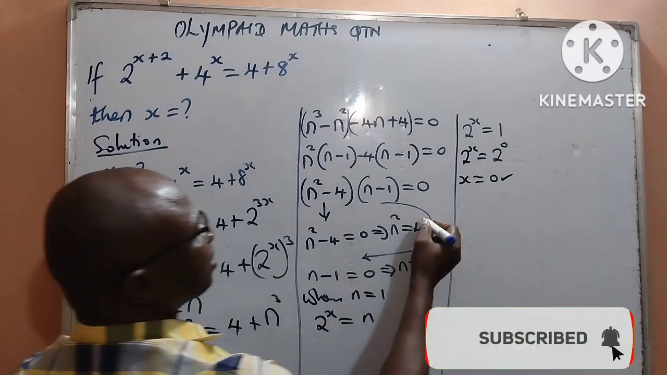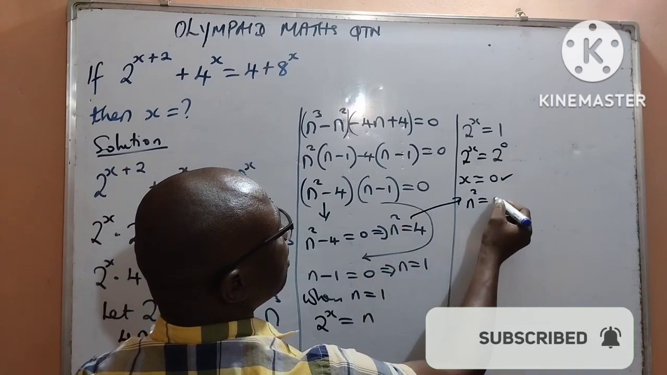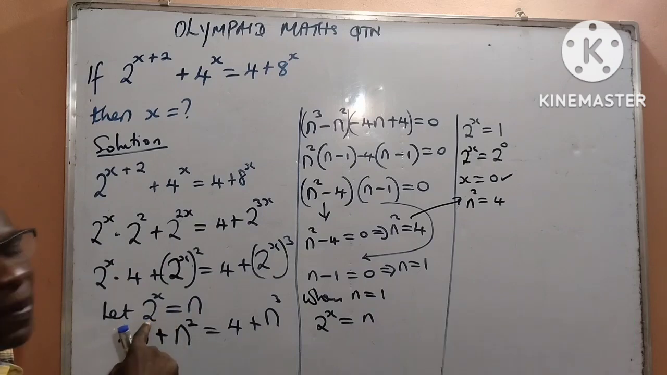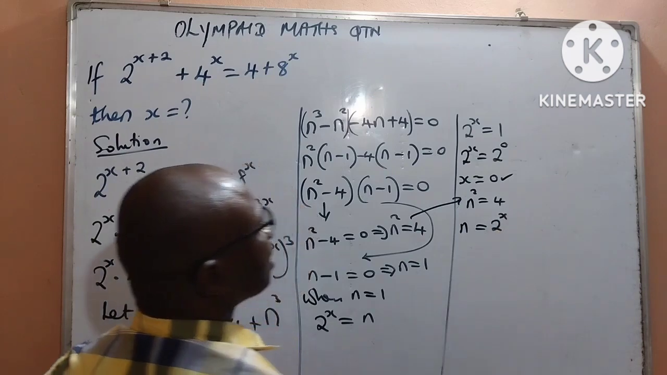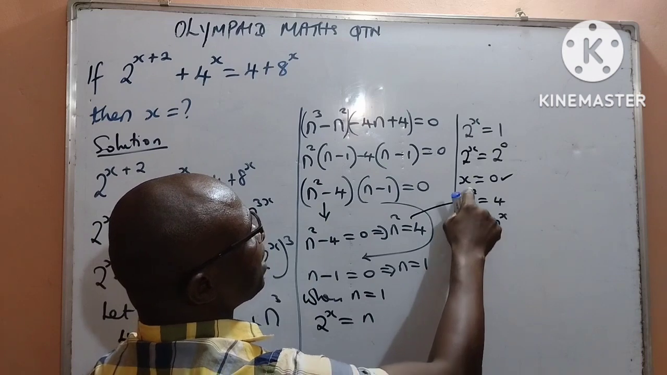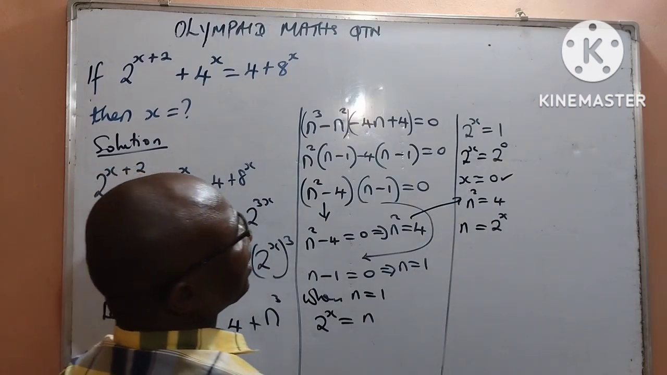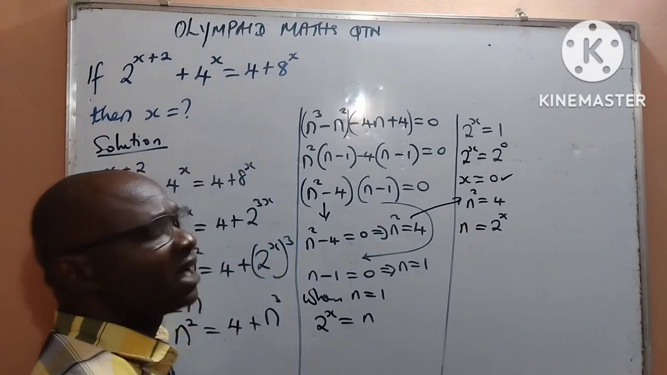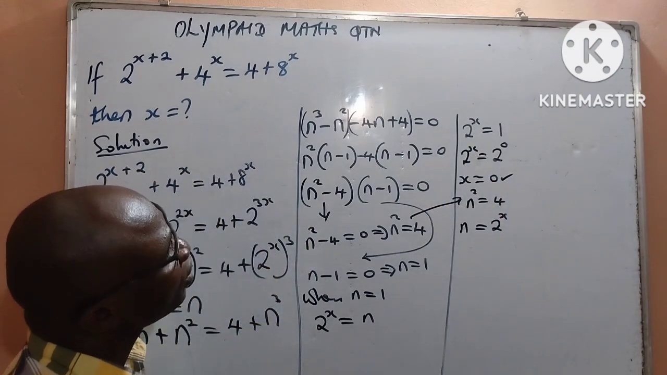I will now use it. Using this, I shall now have n to the power 2 is equal to 4. But here we said n is equal to 2 to the power x. Meaning, since my n here is squared, it therefore implies that I will now also square my n here, and that implies I shall now square my value.